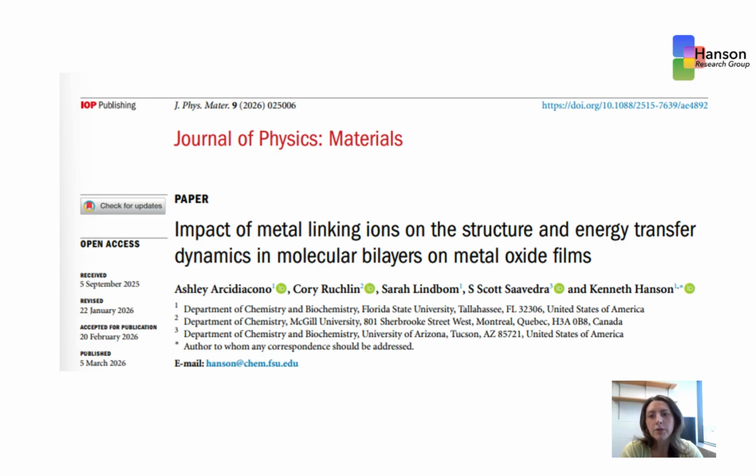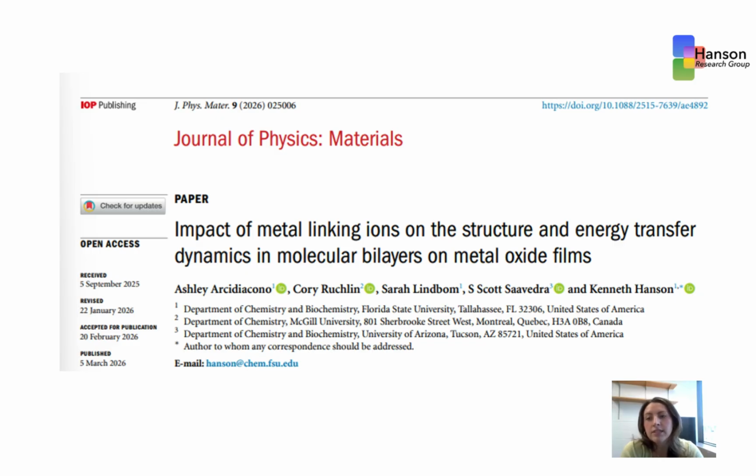And I'm excited to share with you one of our recent publications on how metal linking ions can impact the structure and energy transfer efficiency in ion-linked multimolecular assemblies. Metal ion-linked bilayers are a modular way to build multimolecular assemblies on surfaces with uses ranging from solar energy conversion to sensing. Most of these applications depend on energy or electron transfer between the layers.